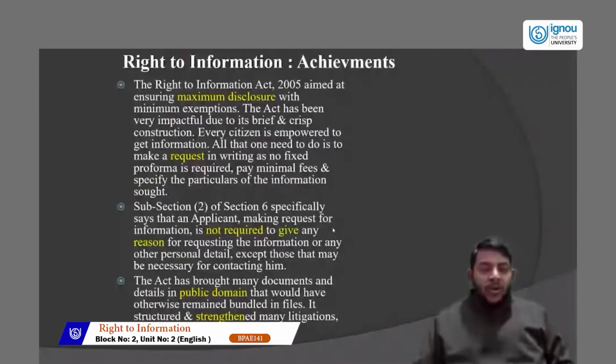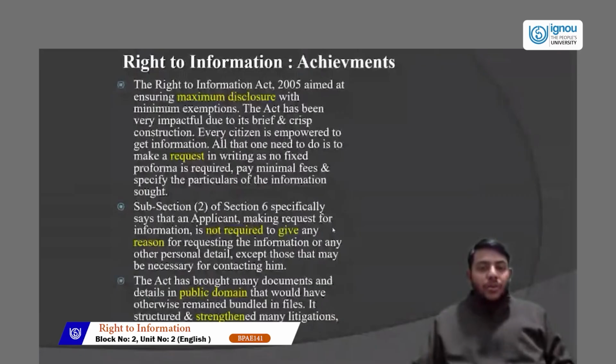Now let us discuss some of the achievements of the RTI Act, of the Right to Information. So the aim of the RTI Act of 2005 was to ensure maximum disclosure with minimum exemptions. And this RTI Act of 2005 has been very impactful due to its brief and crisp construction. And every citizen is empowered to get information as per this act.